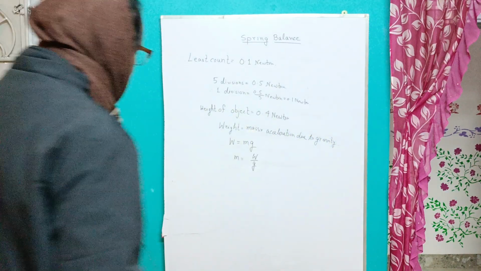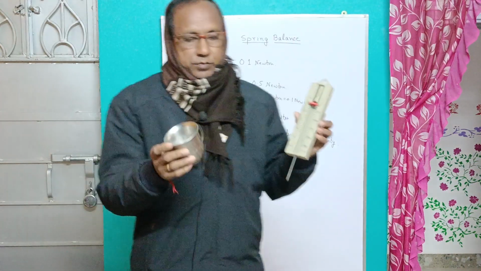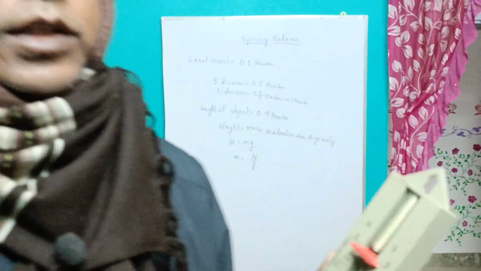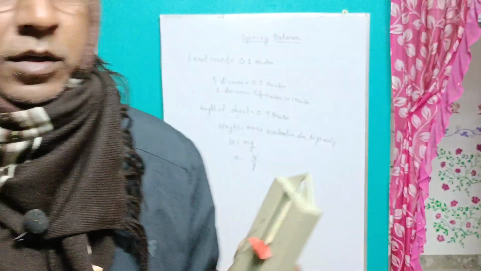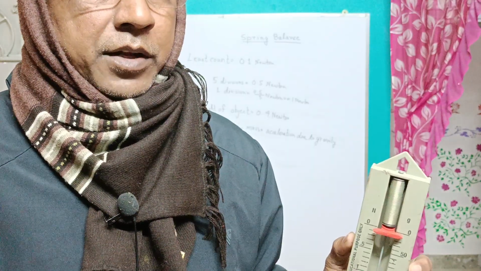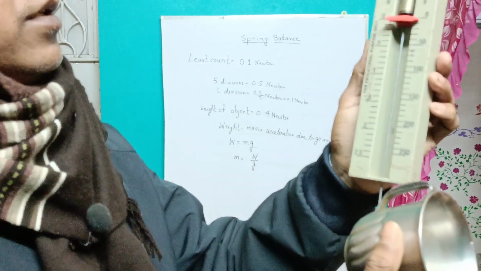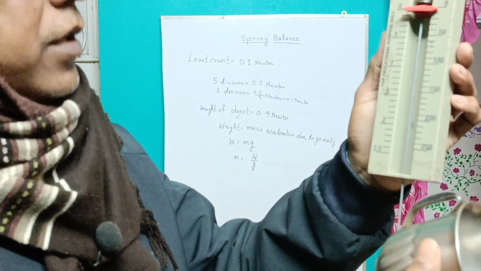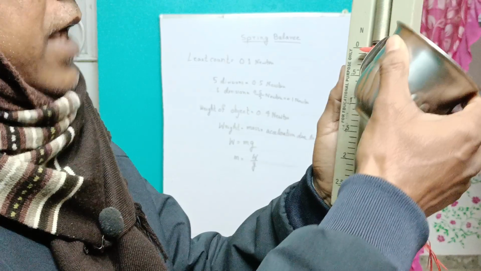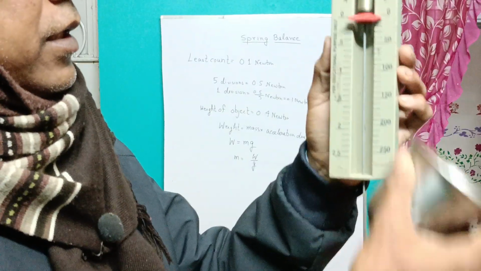Let us see how we are finding. You see here, if you want to find the mass of this object, what is the mass of this object? And what is the unit of mass? The unit of mass in SI system is kilogram, and the unit of mass in CGS system is gram, right? Now we will find the mass of this object with the help of this spring balance, because it is calibrated in gram also, and this is the weight and this is the mass.